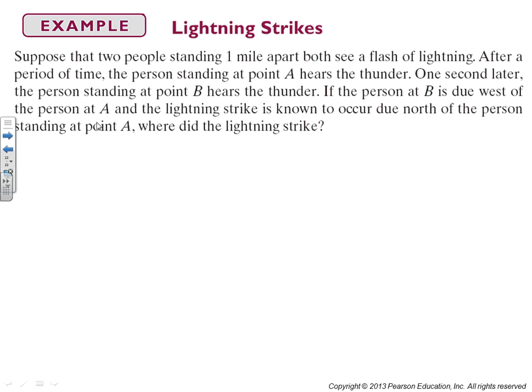New problem. Suppose that two people standing 1 mile apart see a flash of lightning. After a period of time, the person standing at point A hears the thunder. 1 second later, the person standing at point B hears the thunder. If the person at B is due west of the person at A, and the lightning strike is known to occur due north of the person standing at point A, where did the lightning strike?